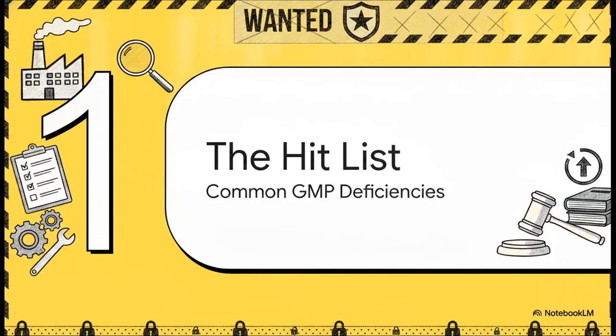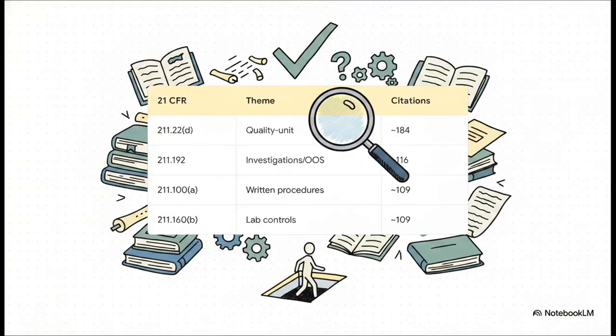Section 1. The hit list. Common GMP deficiencies. So before we hit the manufacturing floor, let's take a look at the regulator's most wanted list. It really puts the stakes into perspective. Looking at the top FDA 483 themes, the number one culprit is quality unit procedures. Regulators are constantly finding that quality units either don't have the responsibilities written down, or worse, they just aren't following them. Right behind that, you see a massive number of citations for dropping the ball on investigating discrepancies and out-of-specification results. Look, if your standard operating procedures aren't current, available, and actively used by your team at the point of operation, you're literally walking into a trap.